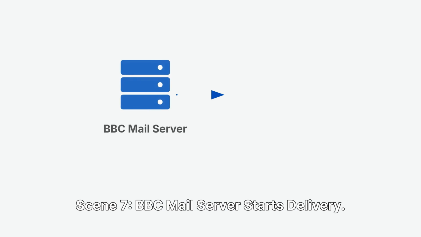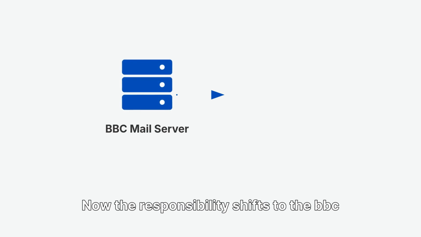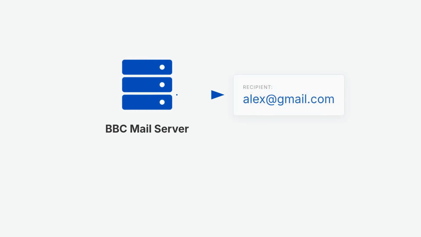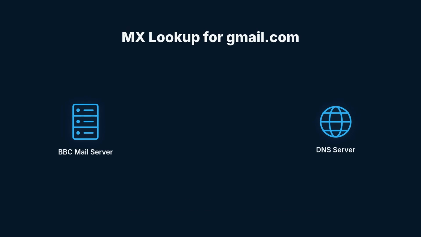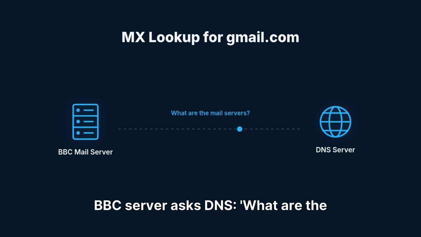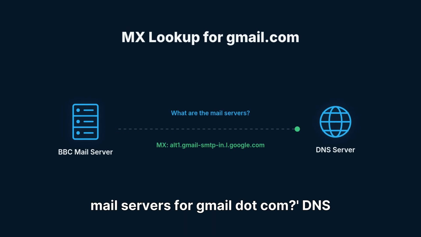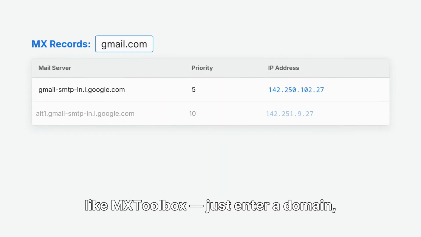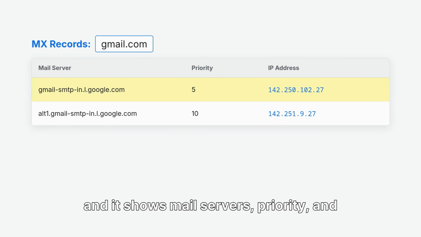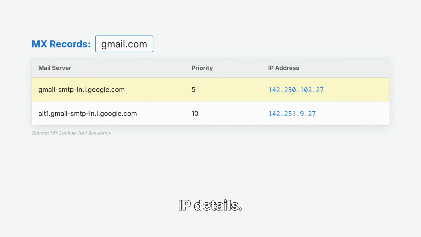Scene 7. BBC mail server starts delivery. Now the responsibility shifts to the bbc.com mail server. It looks at the recipient, alex@gmail.com. Scene 8. Finding Gmail server. BBC server asks DNS, what are the mail servers for gmail.com? DNS returns MX records. You can even check this using tools like MX Toolbox. Just enter a domain, and it shows mail servers, priority, and IP details.